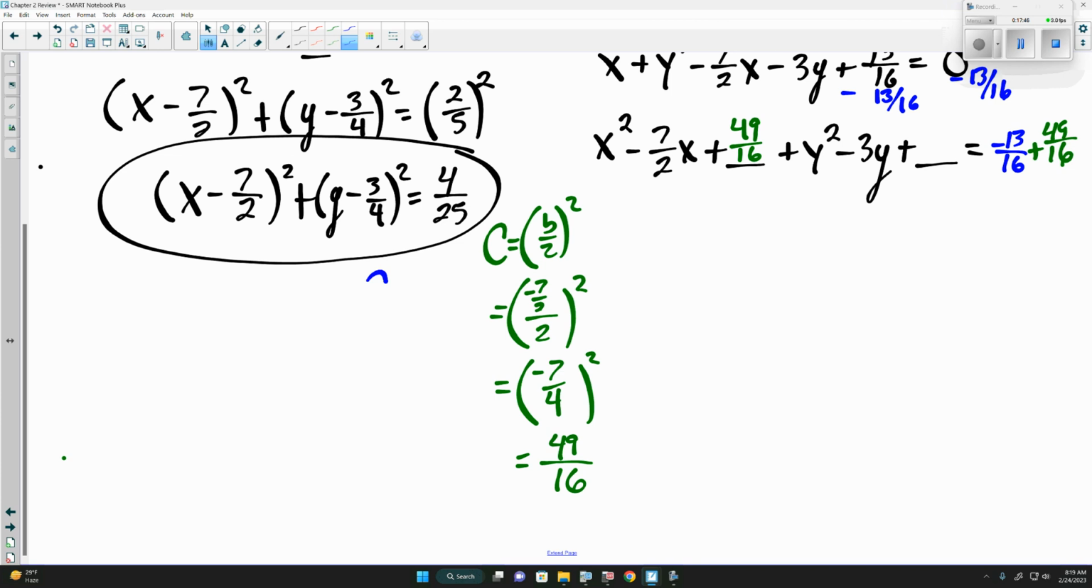We'll need to do the exact same thing for y. But this time the y value is -3. The b value with y is -3. Can we divide -3 by 2 evenly? No. So we'll leave it as -3/2. Now we can square it, which will give us 9/4. And again, we have to add 9/4 to both sides.